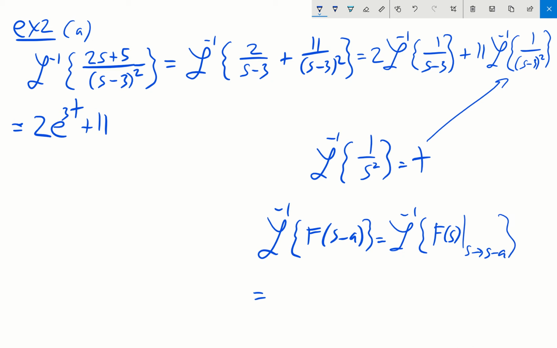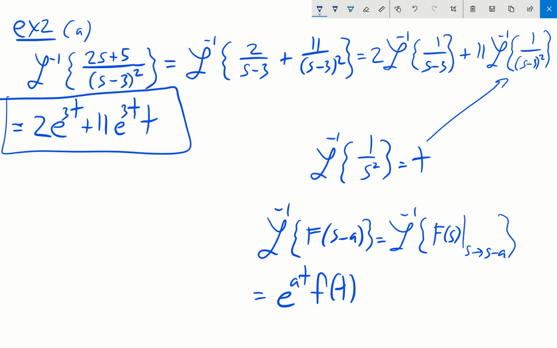and this is equal to e to the at times f of t. So essentially what's going to happen here is we know the inverse Laplace of 1 over s squared is t, but because of this translation, we're not going to get just a t term, but we're also going to get an e to the 3t. So all together, that inverse Laplace is going to give us e to the 3t times t because of the translation. Okay. So example 2a is a really good one.